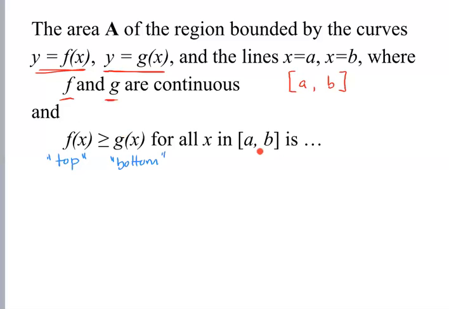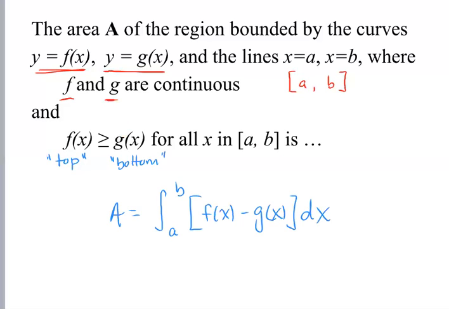So if I have that criteria in place, then the area A is equal to the integral from a to b of the function f of x minus the function g of x dx. So I can subtract the bottom function from the top function, integrate from a to b, because the region is bounded from a to b, and I get the region between two curves. Let's do another example of that.